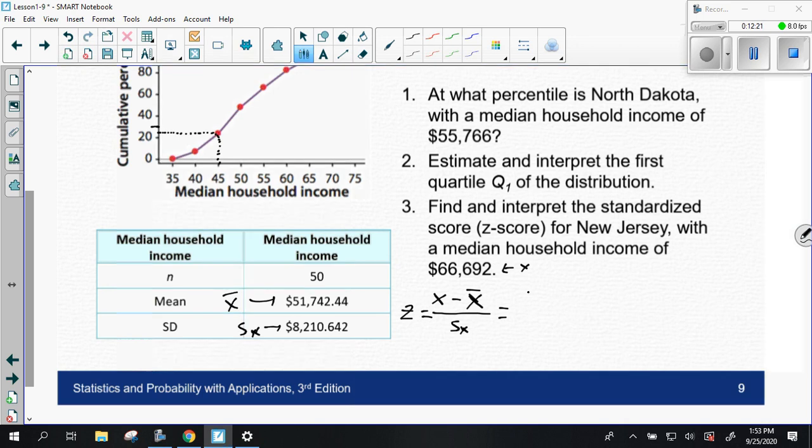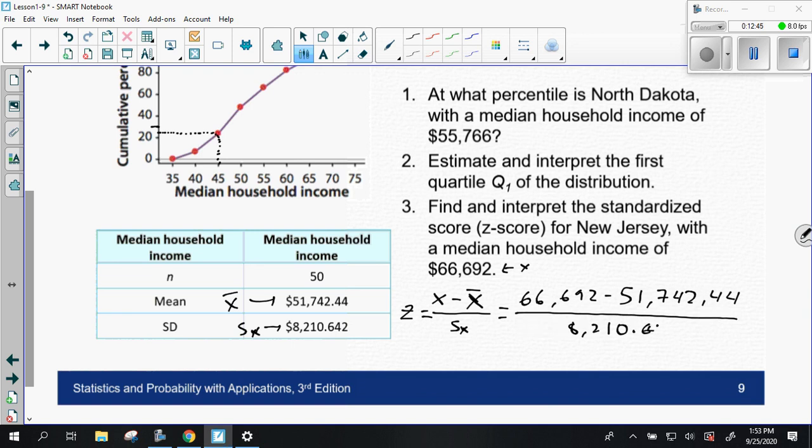So we've got $66,692 minus $51,742.44, divided by my standard deviation, which is 8,210.642. We're going to calculate this, get a z-score, and then we'll interpret that z-score. I put that into my handy dandy calculator, and I got approximately 1.821. I had to do some rounding there. So how would we interpret this value?